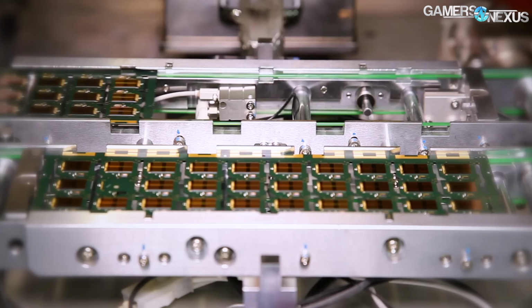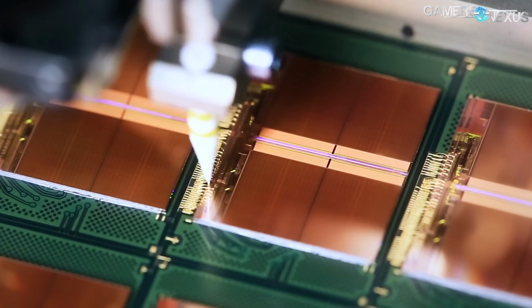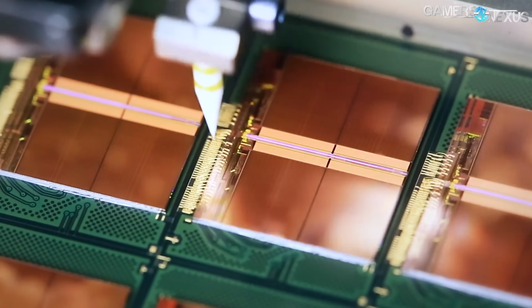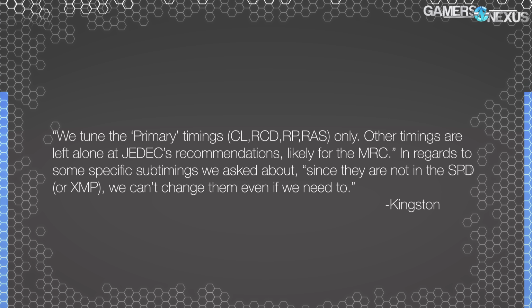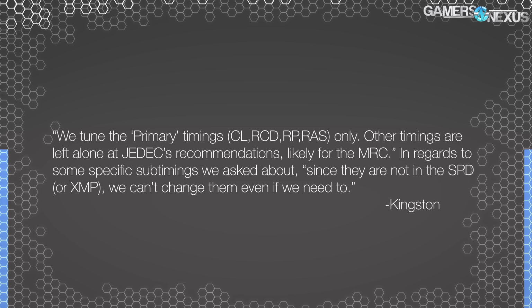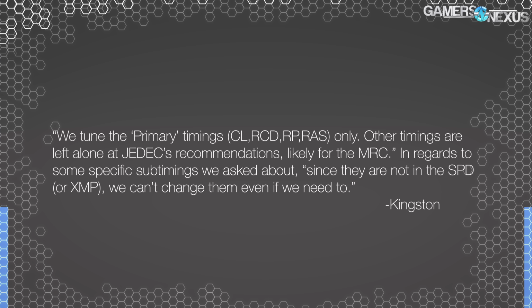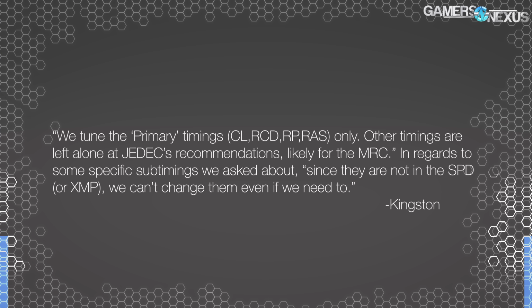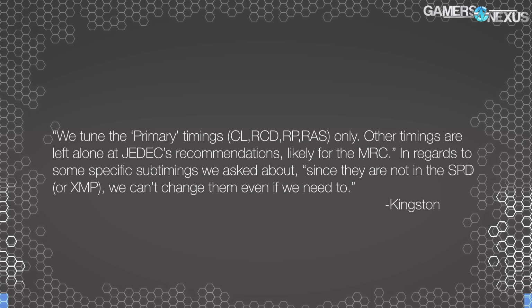Neither XMP nor SPD contain every single timing, and memory vendors can only do so much tuning. A lot of this falls on motherboard makers. According to a Kingston representative, quote, "We tune the primary timings, CL, RCD, RP, and RAS only. The other timings are left alone at JEDEC's recommendations, likely for the MRC." In regards to some specific subtimings we asked about, quote, "Since they are not in the SPD or XMP, we can't change them even if we need to." This lines up with our experiences in the real-world impact section of this content. Even if memory manufacturers wanted to go deeper, there's a specific and limited list of SPD entries.